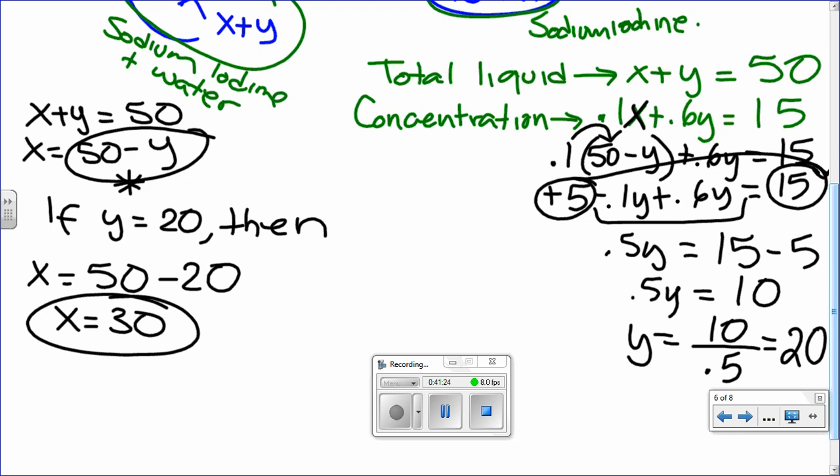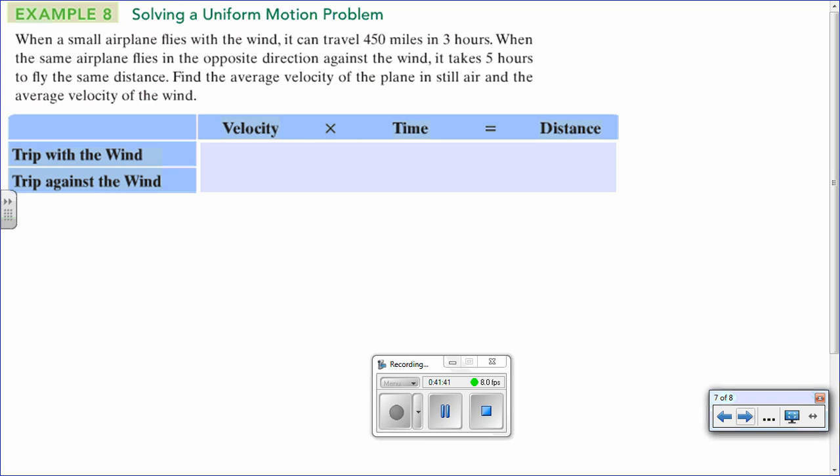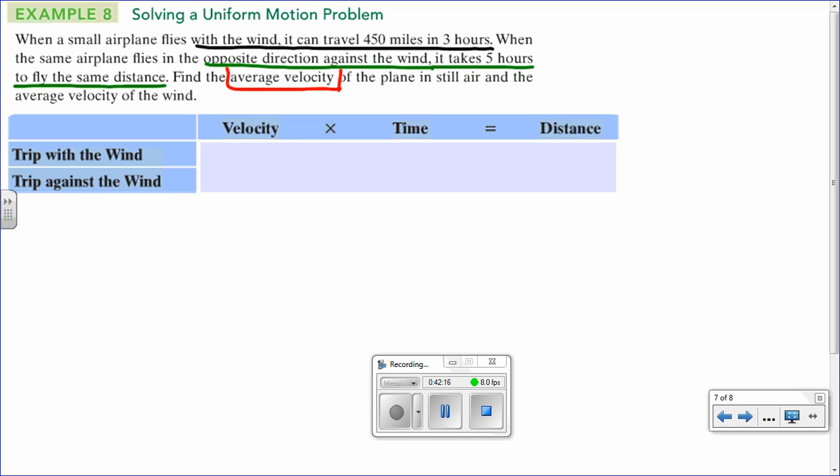Okay, now the very last one is talking about air resistance, well, kind of. A trip on a small airplane. When a small airplane flies with the wind, it can travel 450 miles in 3 hours. And when the same airplane flies in the opposite direction against the wind, it takes 5 hours to fly the same distance. So you can see 2 hours more if it is against the wind. The question here is: find the average velocity of the plane in still air and the average velocity of the wind.